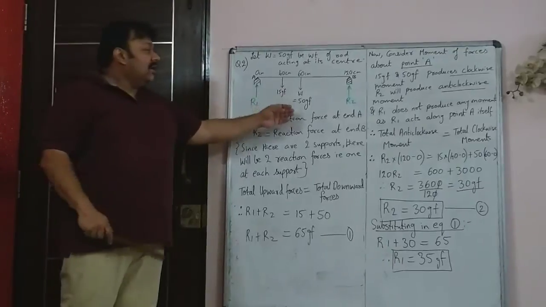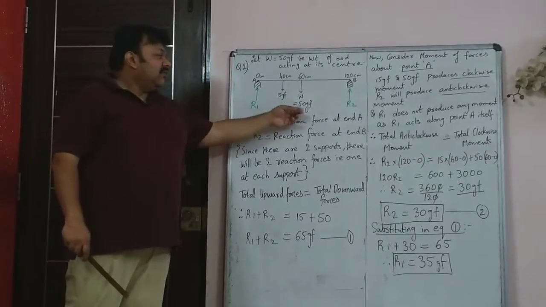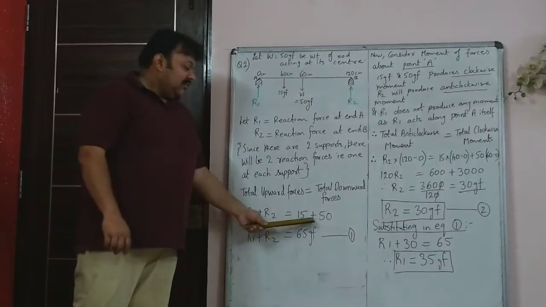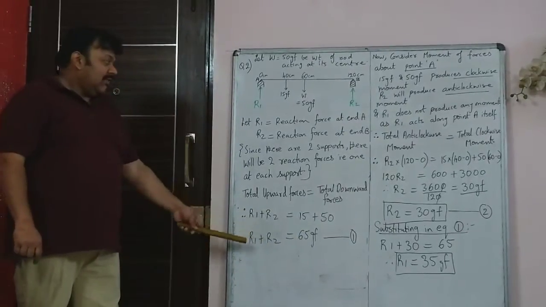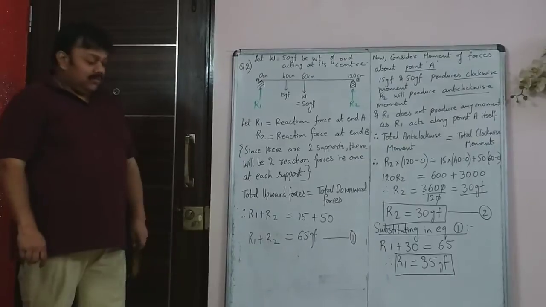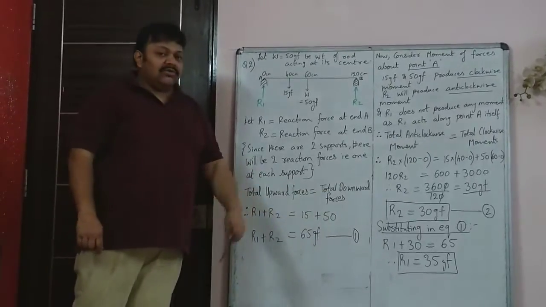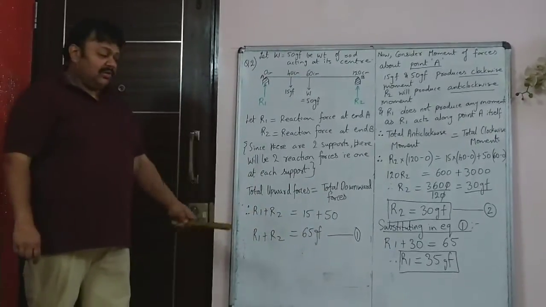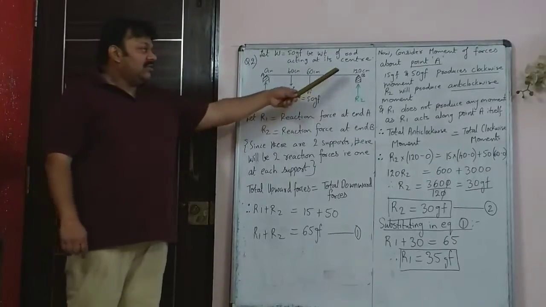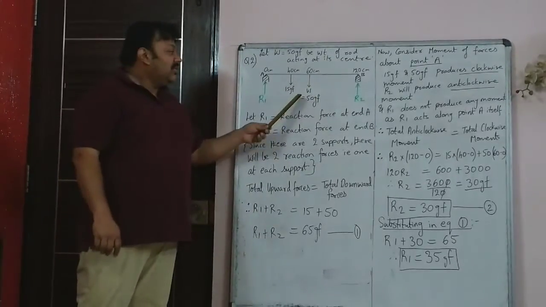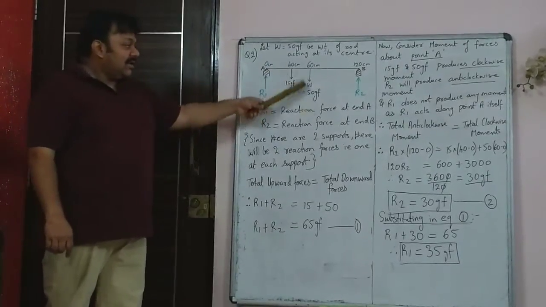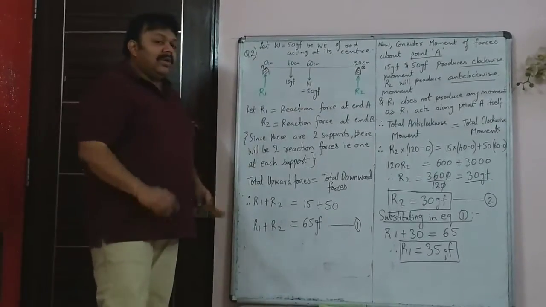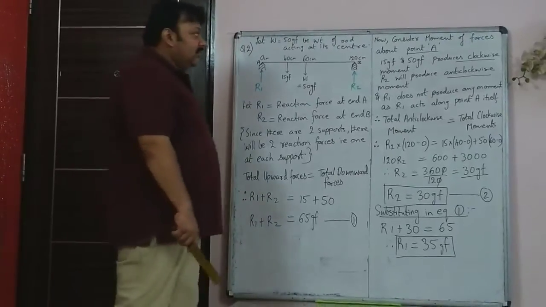And what is acting down? 15 GF plus 50 GF. So 15 plus 50, 65 GF is acting down, and R1 plus R2 is acting up. So this gives you one equation: R1 plus R2 is 65. The reaction forces will always act in the opposite direction to which the weights are acting. So since the weights are acting down, the reaction will be in the upward direction.